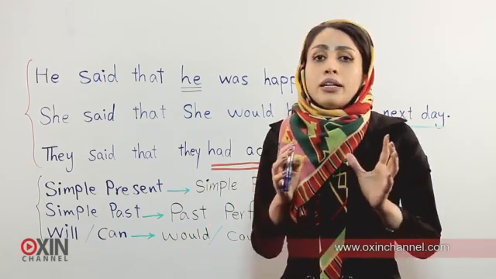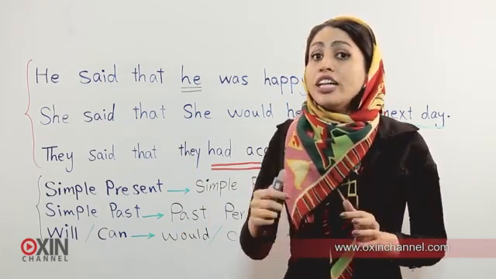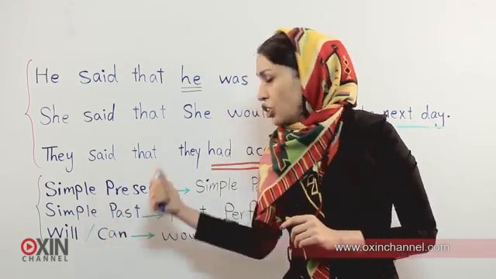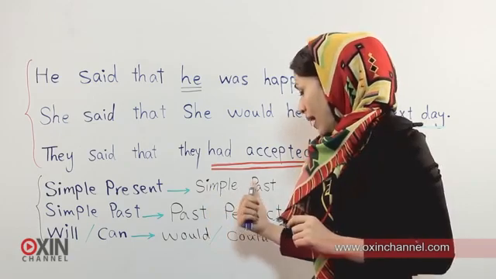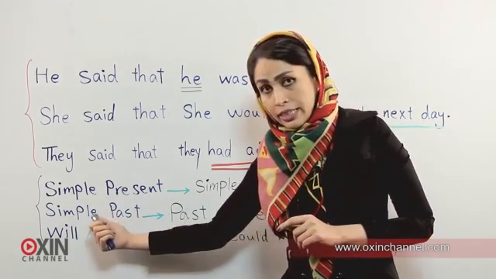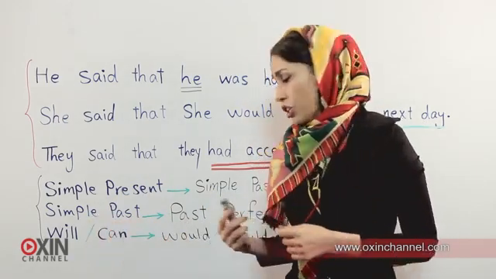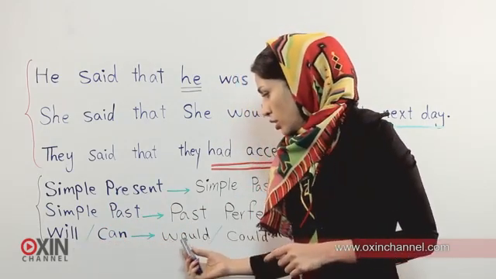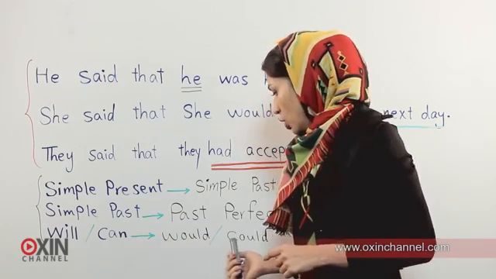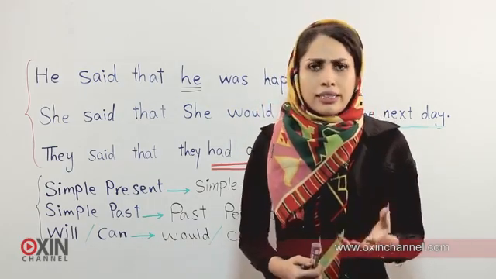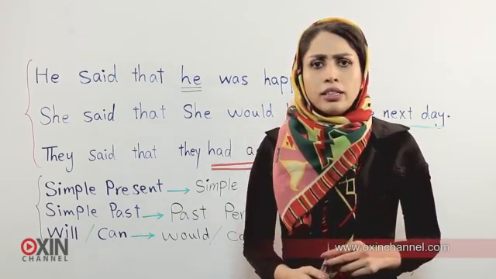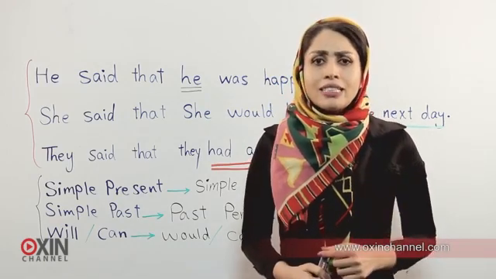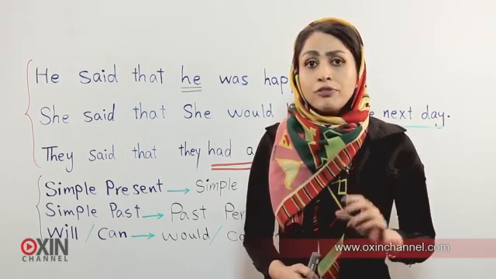Generally, the present form changes to the past form. For example, simple present changes to simple past. Simple past changes to past perfect. Will, would, can, could. Present continuous changes to past continuous. And past continuous changes to past perfect continuous.